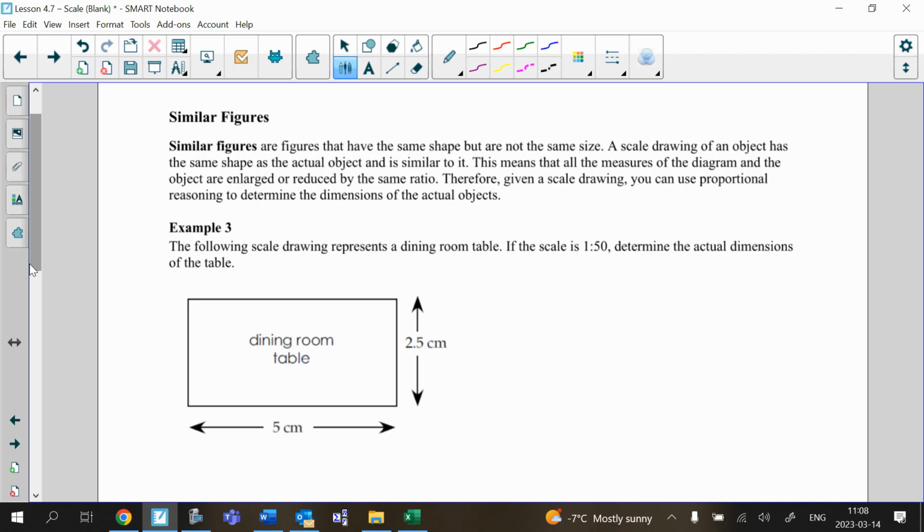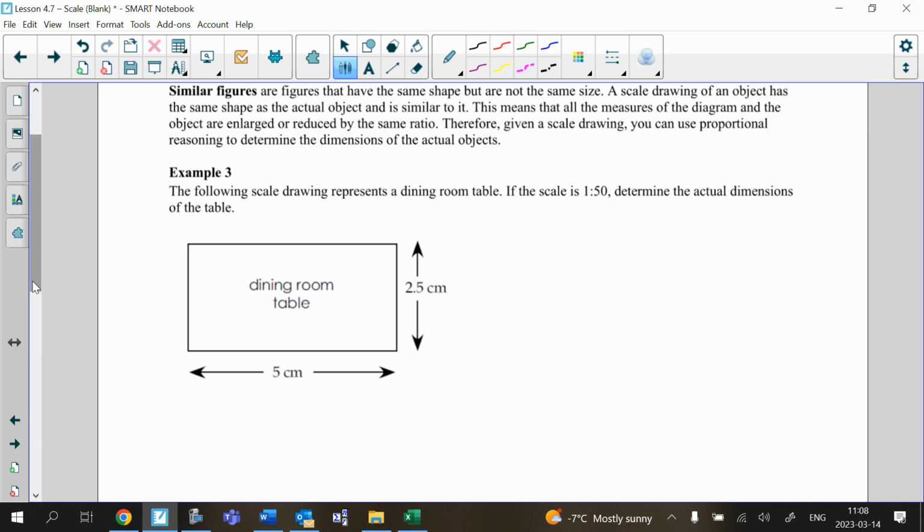In this case, we are given a reduced scale drawing of a dining room table so that it fits on a piece of paper. The actual dining room table is proportionally larger. We don't just make these numbers up from anywhere, okay? If you look at this, the width of the dining room table is half the length. That means the actual table, the width has to be half the length. That means they're proportional.